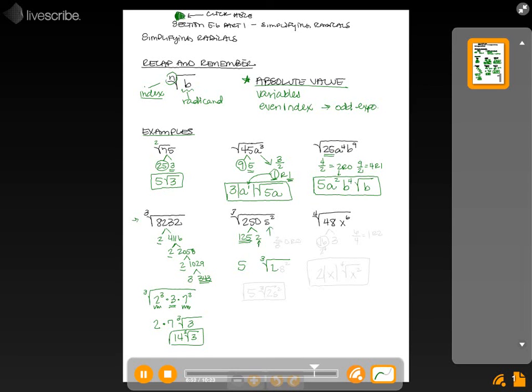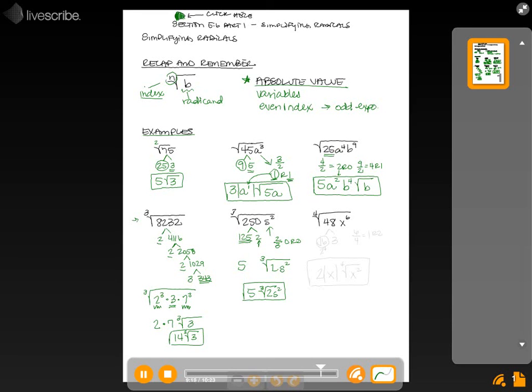And now we're going to deal with the s. Well, 2 over 3. 3 does not go into 2 evenly, so it's 0 remainder 2. That means both s's will stay underneath. So the answer to the problem is 5 cube roots of 2 times s squared. Okay, in that case, the variable didn't go out because our variable was smaller than our index to begin with. We've got one more example here.